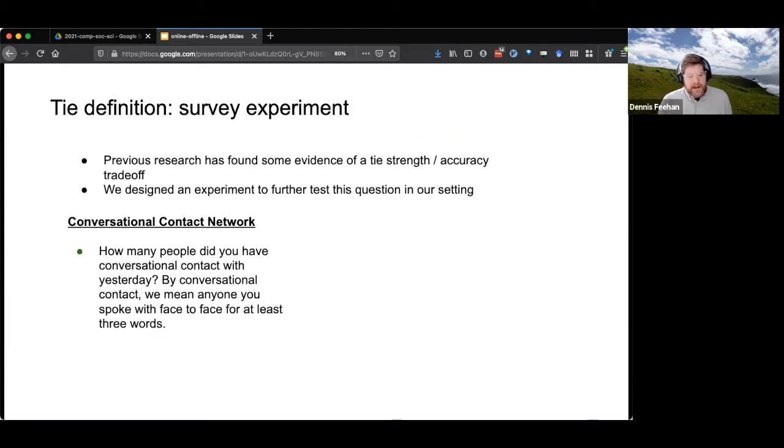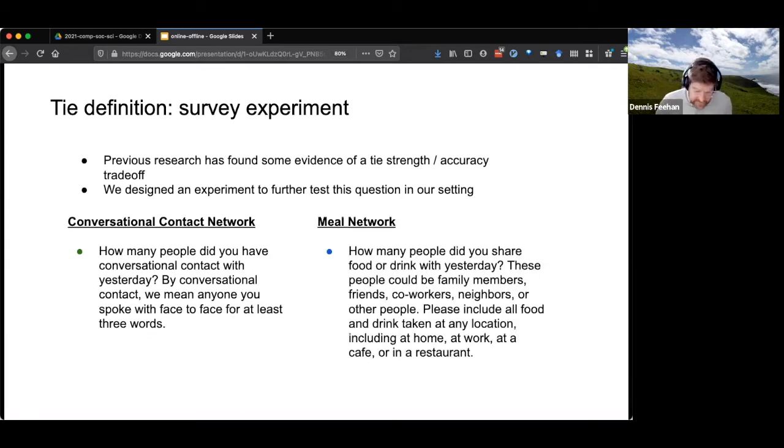So the second type of network that respondents might have been randomized into reporting about is called the meal network. So this network is based on asking respondents, how many people did you share food or drink with yesterday? And then we specified that these could be all kinds of different people, and these meals or drinks could have happened in several different possible locations. And this network has also been used in previous studies, and the idea here is that this will on average capture a somewhat stronger type of relationship than people who the respondents just had conversational contact with.